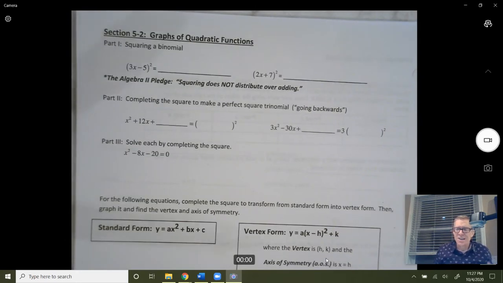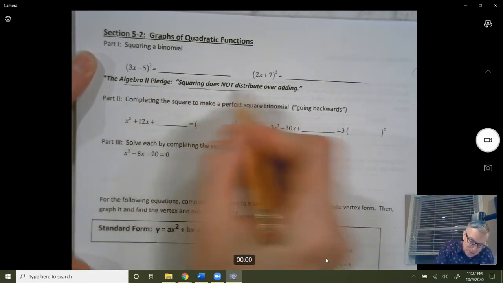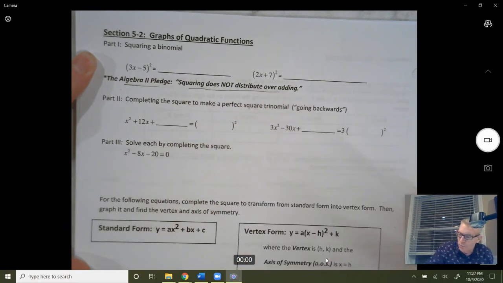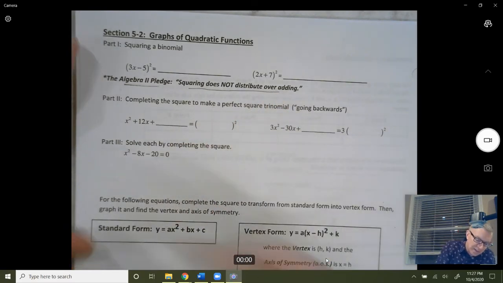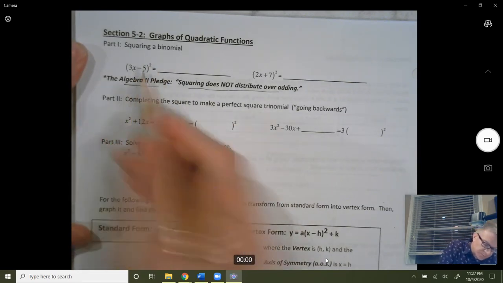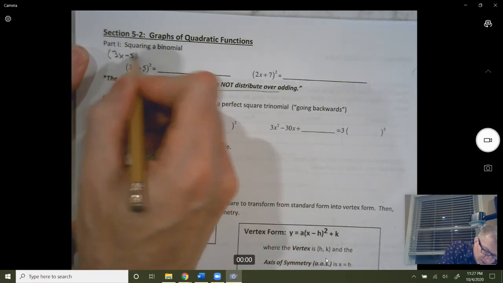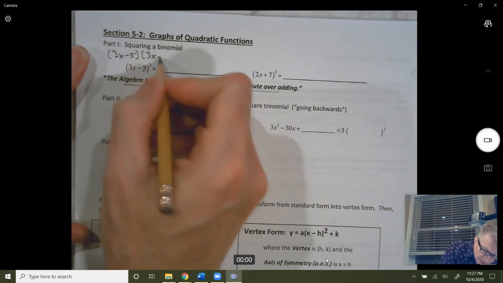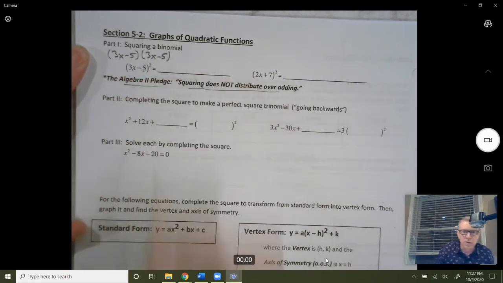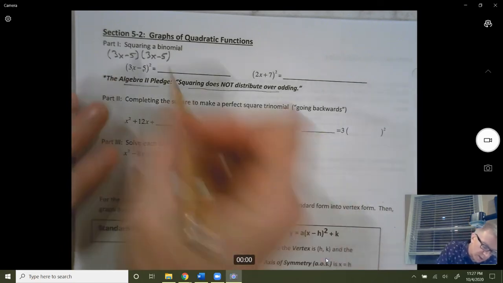Okay, so we're just going to go back to the basics. When you square a binomial, and remember this, the Algebra 2 pledge: squaring does not distribute. Exponents do not distribute over addition. What that means is I can't just square the first term and square the second term. When you square a binomial, you've got to distribute. So (3x minus 5)(3x minus 5). I know you all know how to do this, but what we're doing is establishing the pattern so we can recognize it. Completing the square, we do the patterns in reverse, so you have to recognize the pattern.